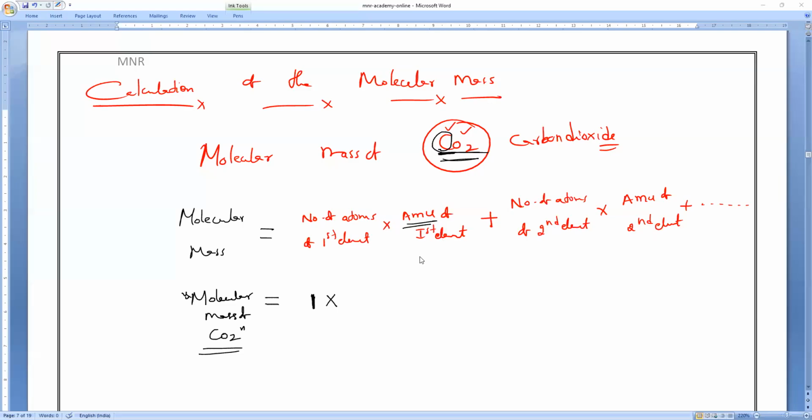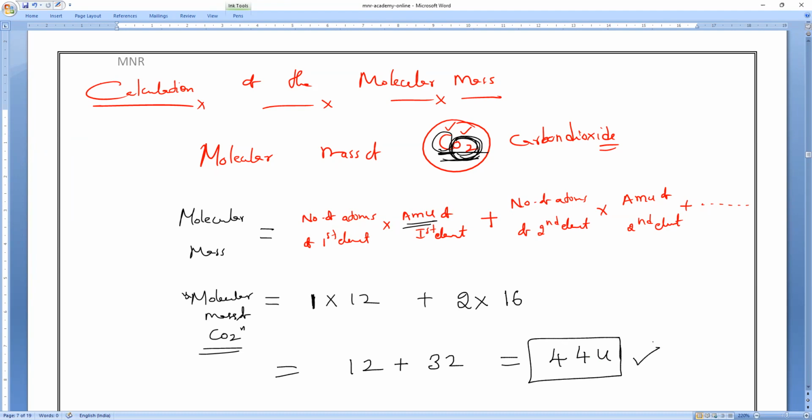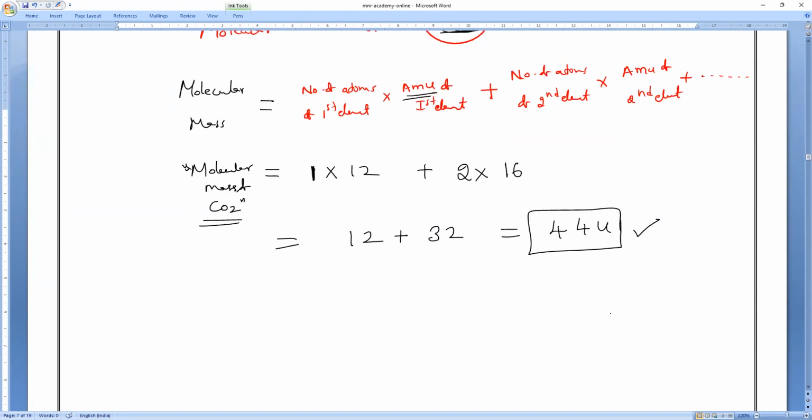So now, carbon, atomic mass of first element, 12, plus number of atoms of second element. How many oxygens are here? Check it. 2. What is the atomic mass of oxygen? 16. So 12 into 1, 12, plus 16 into 2, 32. So 32 plus 12, how much is it, everybody? 44. So the molecular mass of carbon dioxide is 44 u.